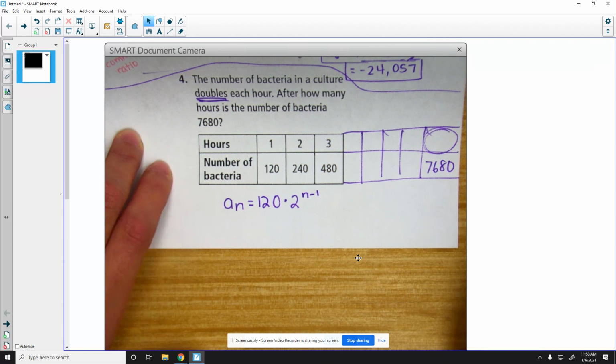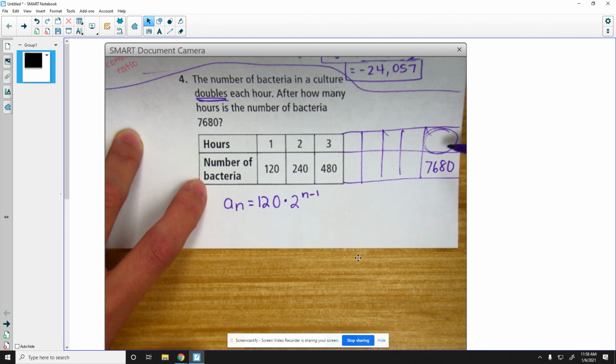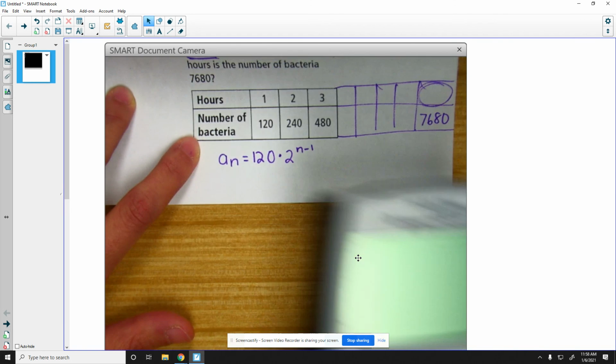Never mind. Does anyone else have any idea how to get this number? Andrew? Multiply by 2 over and over again. That would take me forever if I multiplied by 2 over and over again. I mean, I could, Andrew, and you would get the right answer. That's the elementary school way, but let's spend less time.